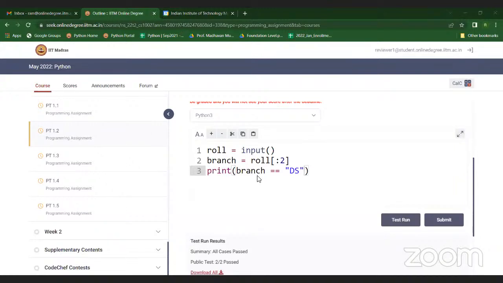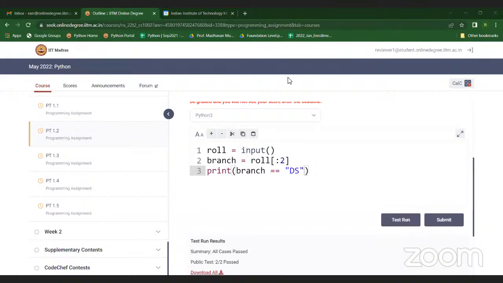Sir, whatever is inside the print, it is taking it as a command, executing it and returning a Boolean value. I didn't know that till now. So the branch equals ds returns a Boolean value, either true or false. That part we are printing.